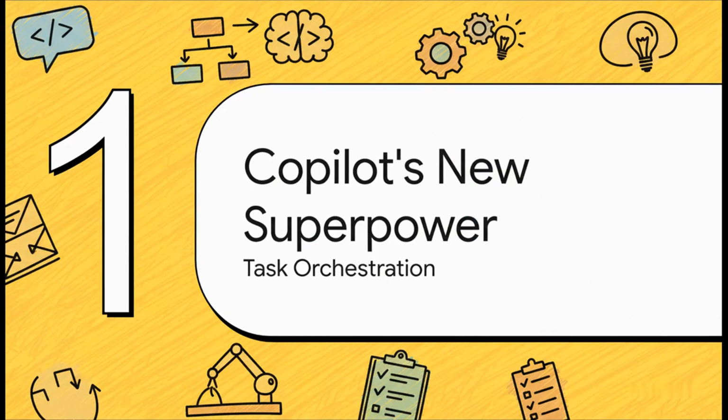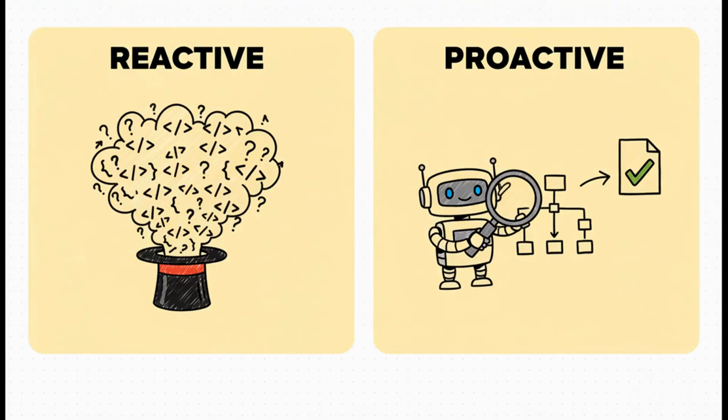So, what is this new superpower? Well, it's called planning. And honestly, it's about changing Copilot from just a code completer into a real task orchestrator. This slide really nails the difference. Think about it. The classic Copilot, on the left, is kind of like a black box. You give it a prompt, you cross your fingers, and code comes out. You don't really know how it got there.